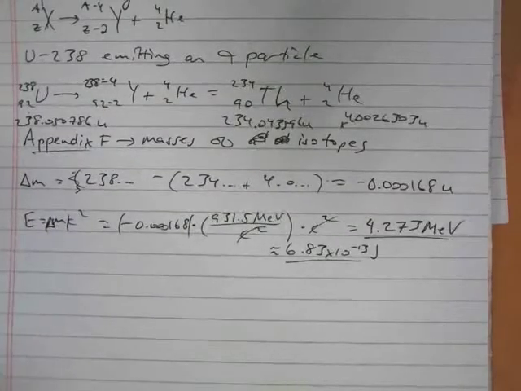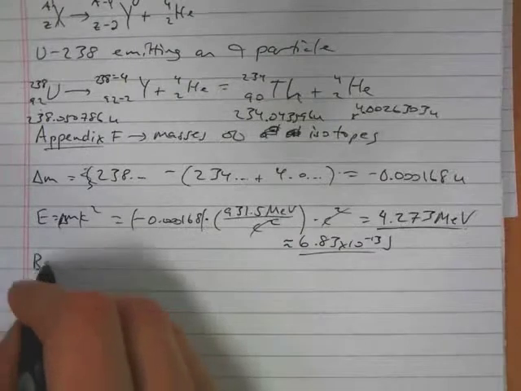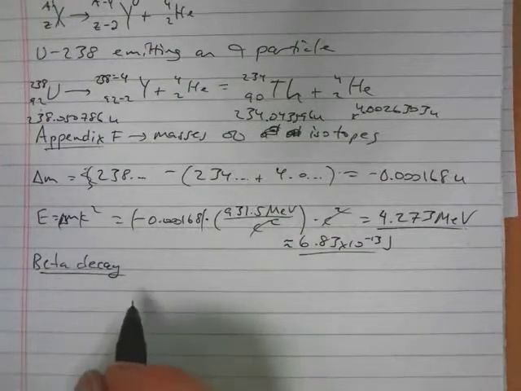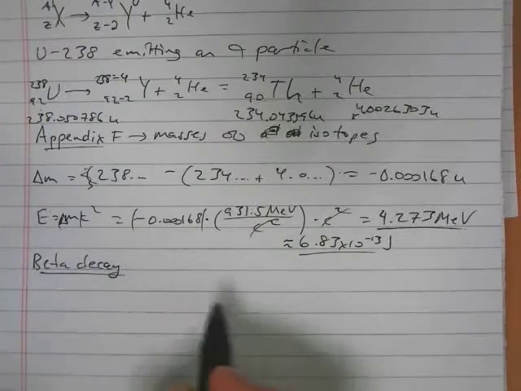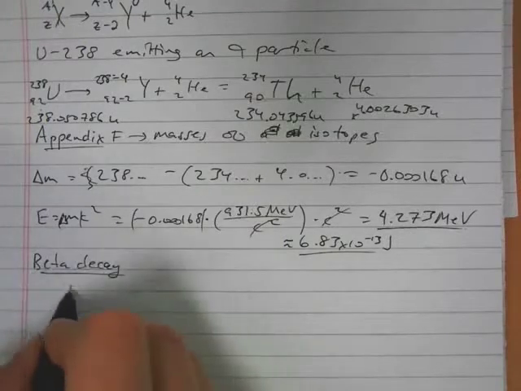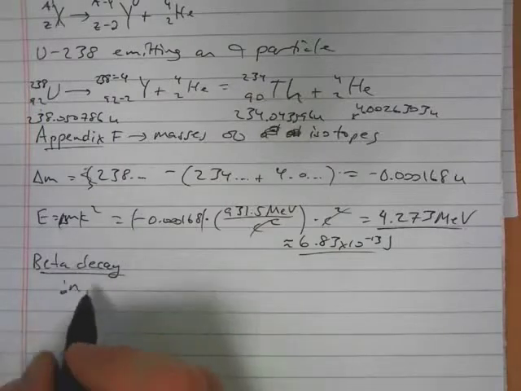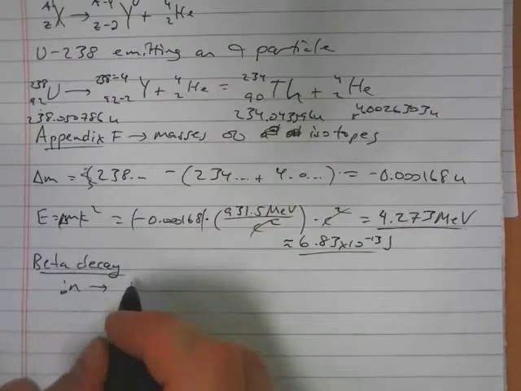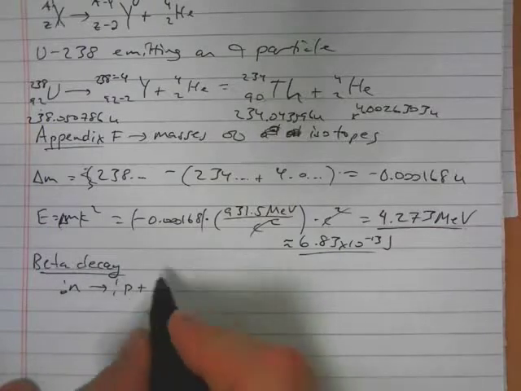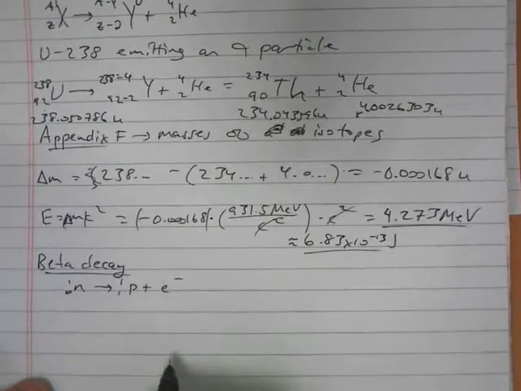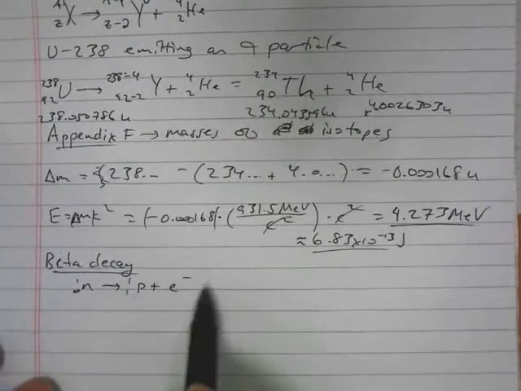Now next, we're going to look at beta decay. So in neutron decay, basically what's happening is that a neutron, which has 0 atomic number and 1 mass number, is decaying into a proton and an electron. This is essentially what's happening.